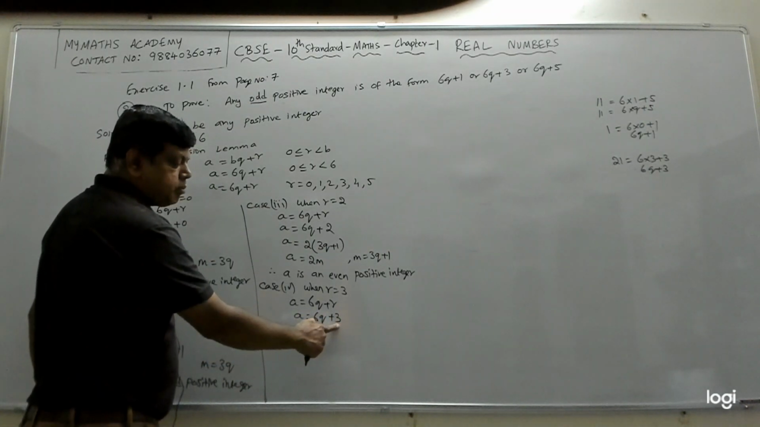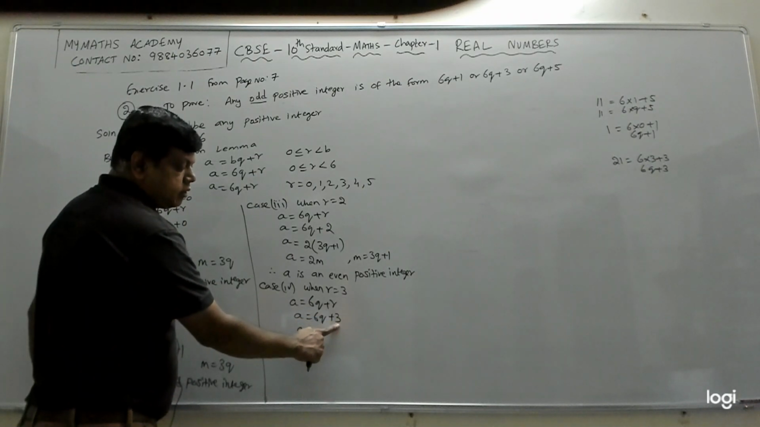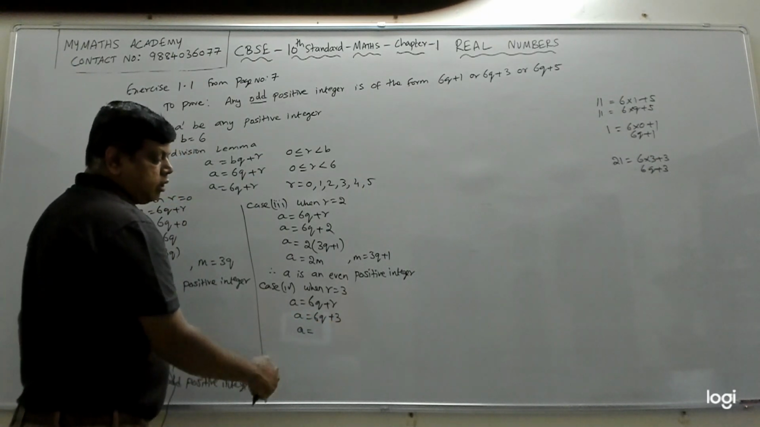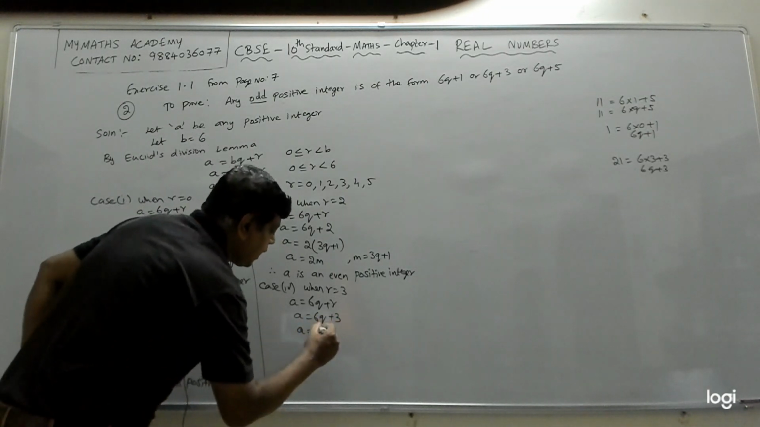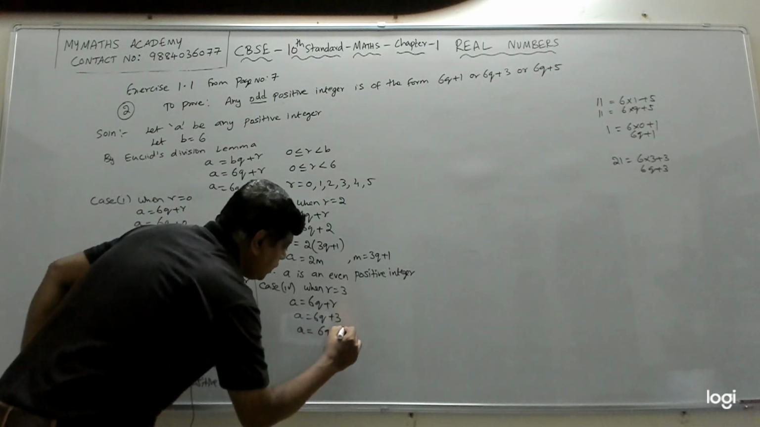Or this should be an even number. If this is an even number, then I could have taken 2 common from the whole. But I can't take 2 common. So which means what will I do? I will split this 3, so 6q plus 3, I will write as 6q plus 2 plus 1.